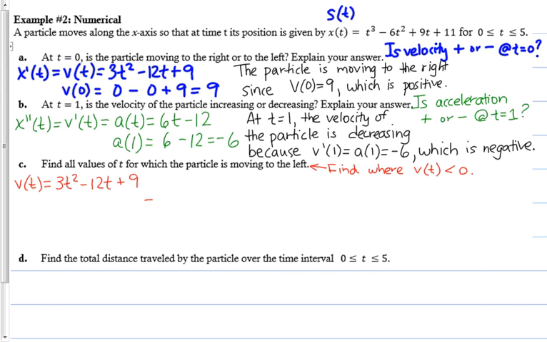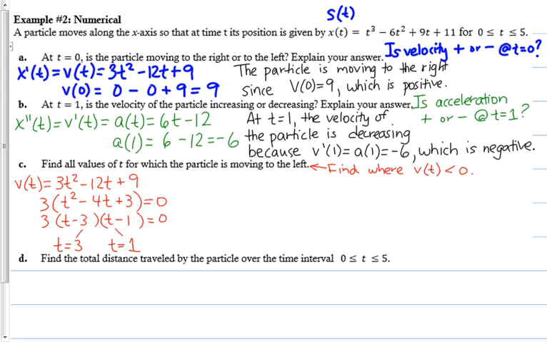So let me set it equal to 0, and I'm going to factor. I see that they all have 3's in common, so let me just pull out a 3. So t squared minus 4t plus 3. Okay, so I need two numbers that multiply up to positive 3, but add up to negative 4. So t minus 3 and t minus 1. They multiply up to positive 3, but they add up to negative 4. And then I get my two values. I get t is 3 and t is 1.